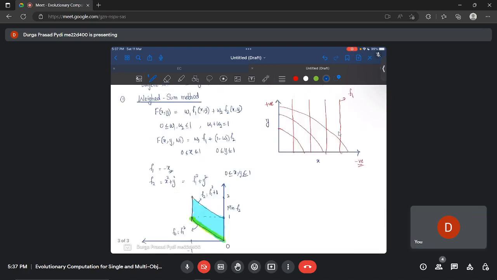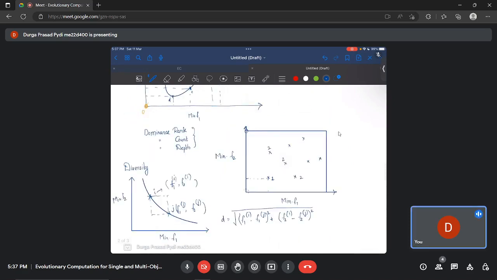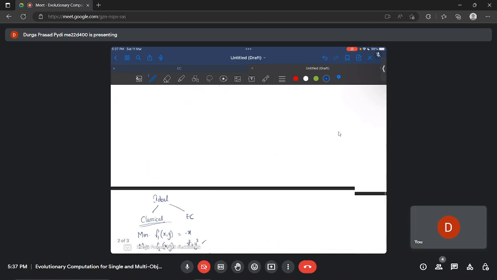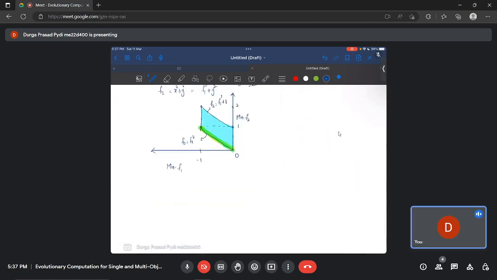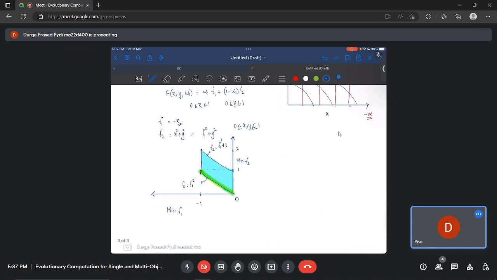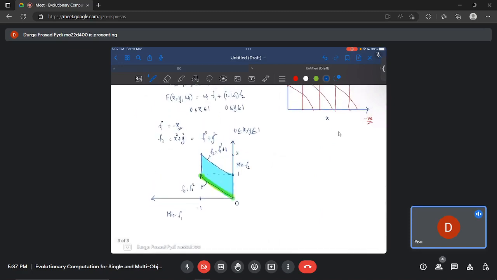Bottom left. You remember previously we have discussed, if you want to minimize both of them, it will be somewhere towards the bottom left. So it should be somewhere along this corner. We will find out what exactly that is, what is the equation of the Pareto front.